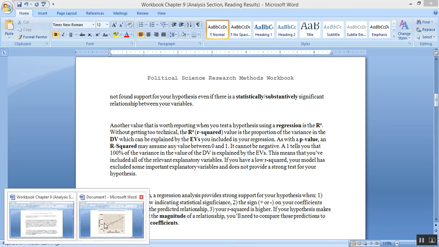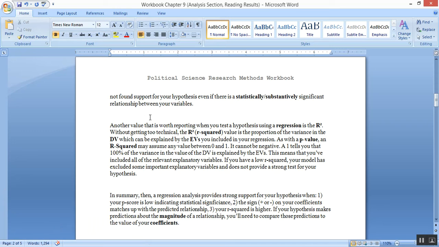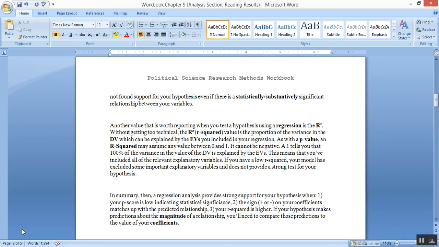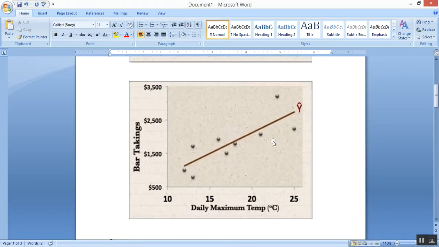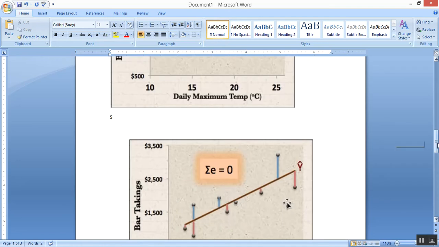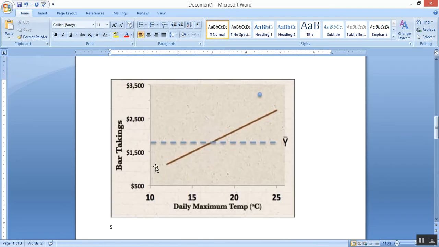But to understand what I'm talking about when I tell you that the r squared tells you how well your model, how well the explanatory variables in your analysis explain variance in the dependent variable, let's go back to our visual aids on the other document. So we're going to scroll down just a little bit. And what you're going to see here is a chart that will have that same best fit line, that same y-hat line that we talked about a moment ago.